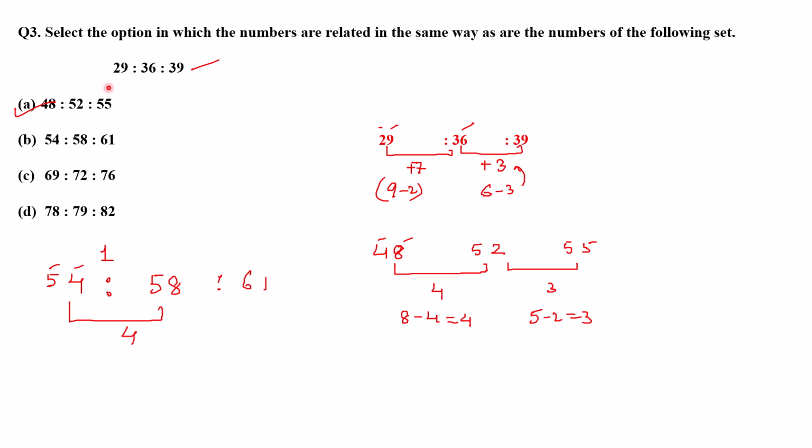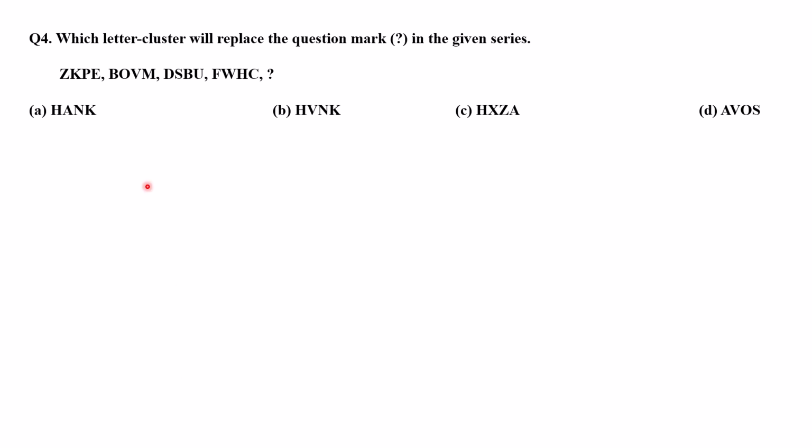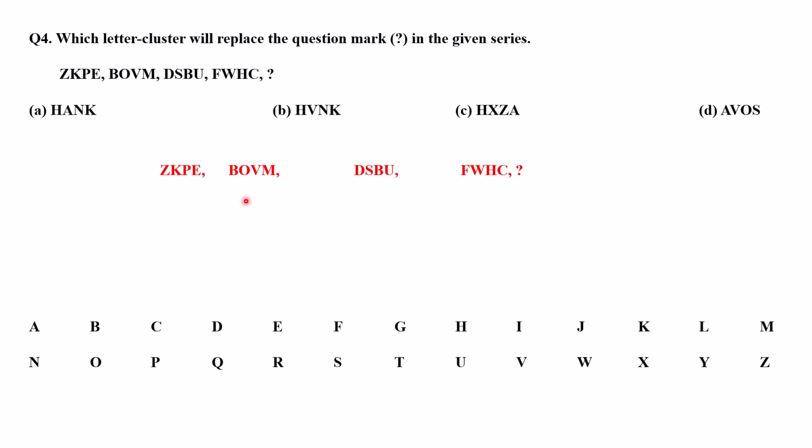Okay, so now moving to the next question. Question number 4. Which letter cluster will replace the question mark in the given series? Now this is the series given. Whenever you see a series question, it is better to write the alphabets for your reference. Now let's see the relation between Z and B. From Z, how much will you move ahead to reach B? After Z, you have to move to A and then A to B. So you have to move 2 steps ahead, isn't it?